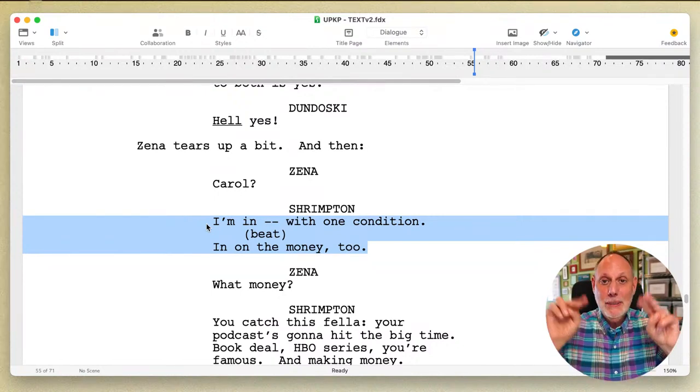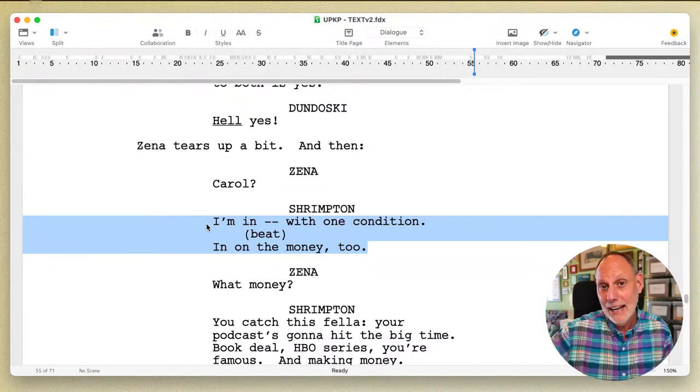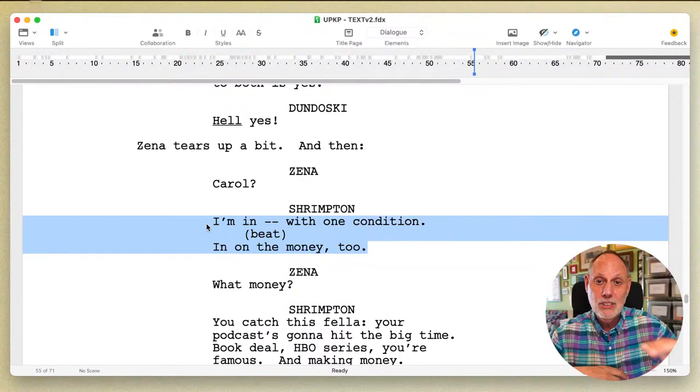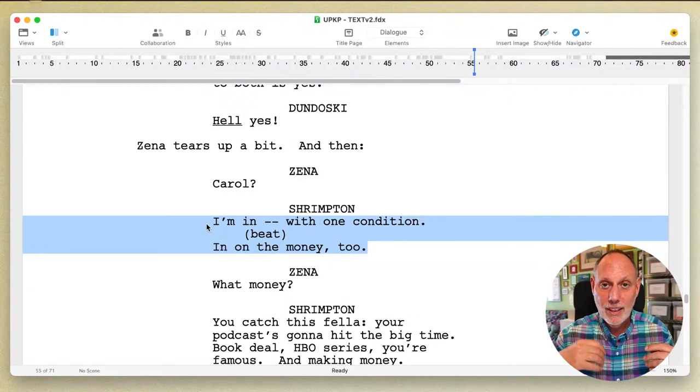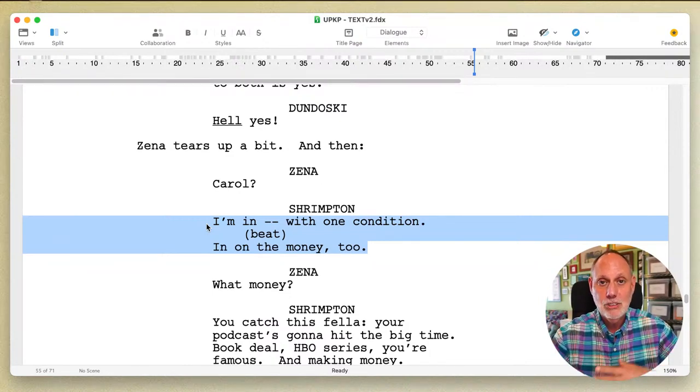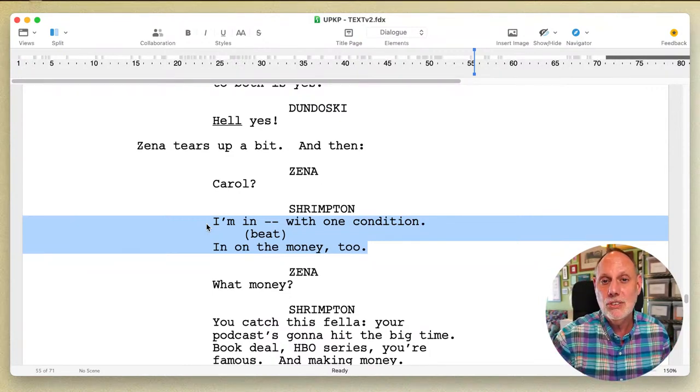Some people talk about the beat sheet, meaning what I would call the outline, which is all the beats of the story. So that's one sense of beat. But to me, that's just scenes. An outline is a list of scenes, not beats.